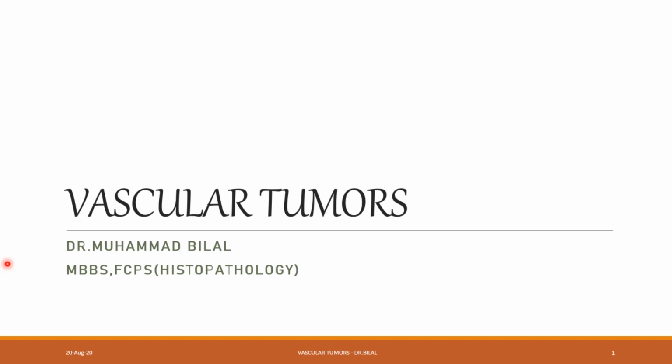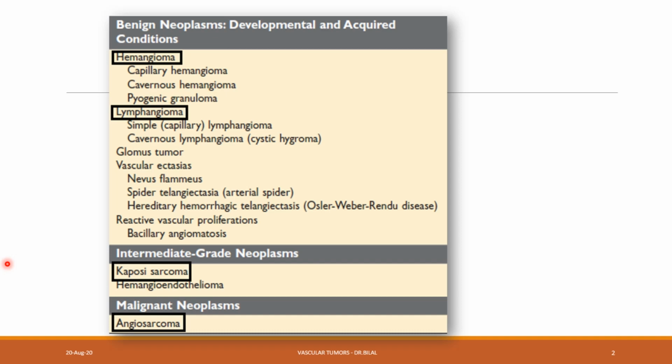Okay, gentlemen, the third part of today's discussion is vascular tumors. This is a table showing the important vascular tumors with respect to your curriculum. There are four tumors which I've highlighted. These are the ones that are most important from your examination point of view. So I'll concentrate more on these tumors.